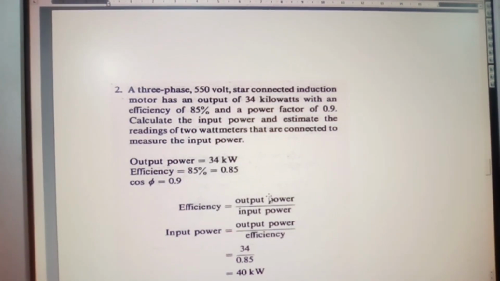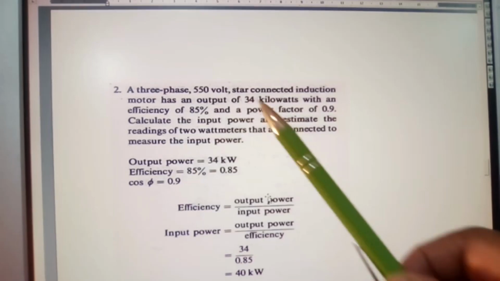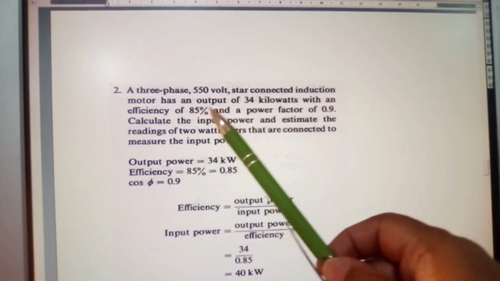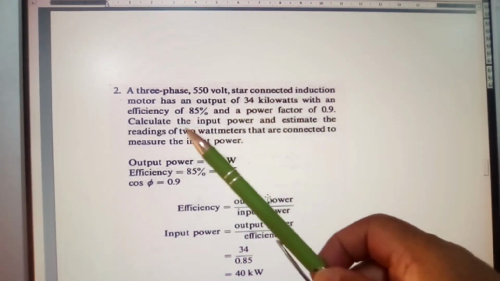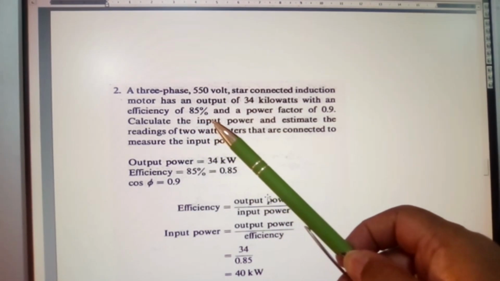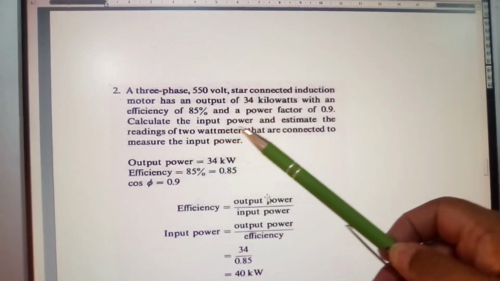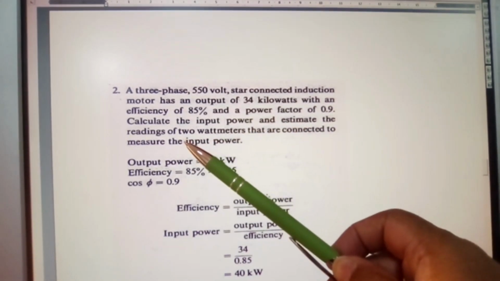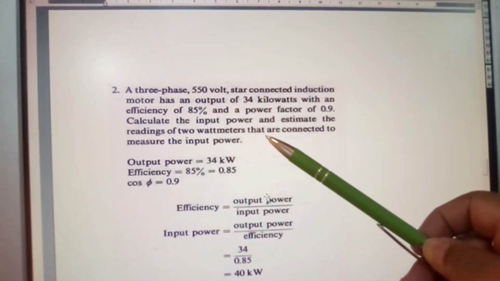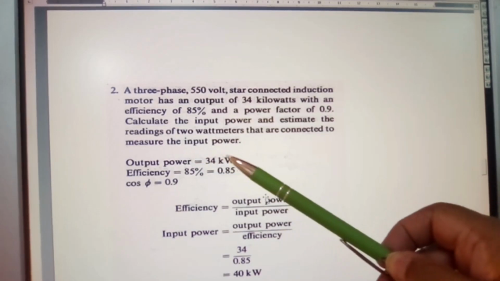Here, a 3-phase 550 volt star connected induction motor has an output of 34 kilowatts with an efficiency of 85% and a power factor of 0.9. Now it has a good power factor. Calculate the input power and estimate the readings of 2 wattmeters that are connected to measure the input power.